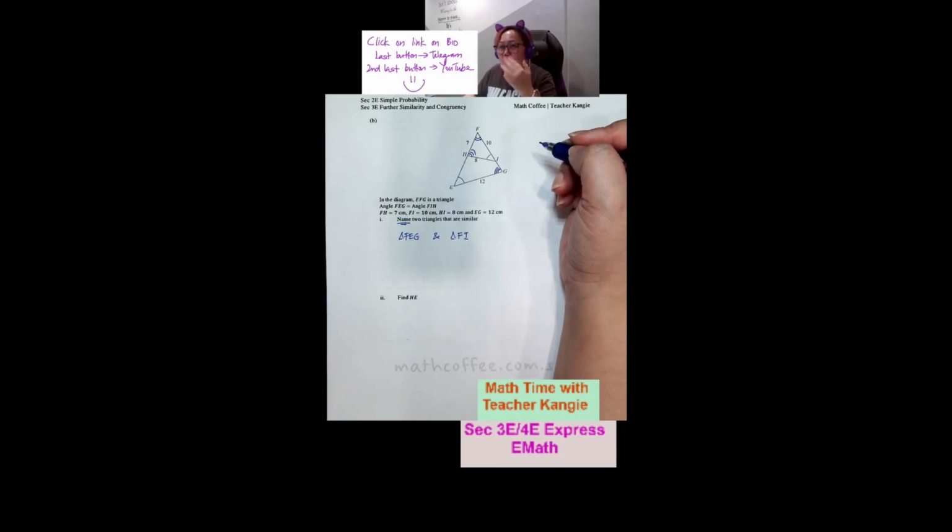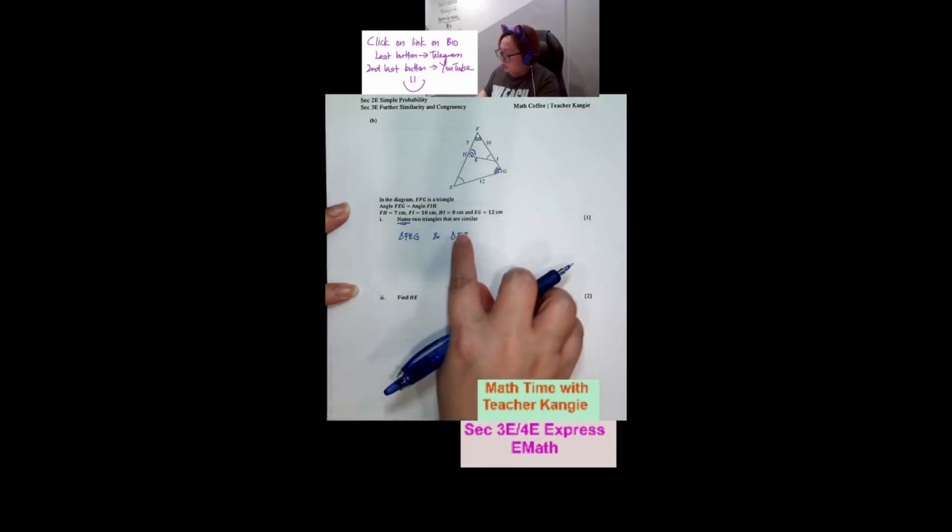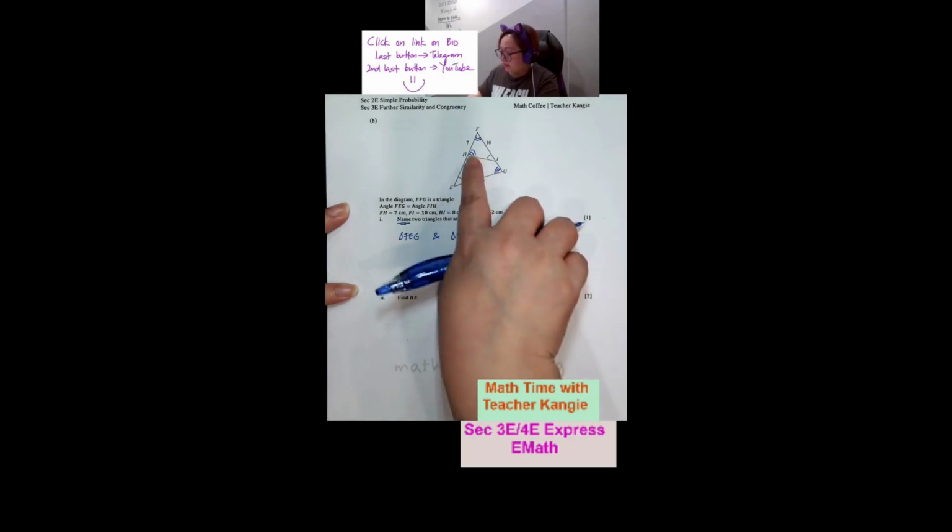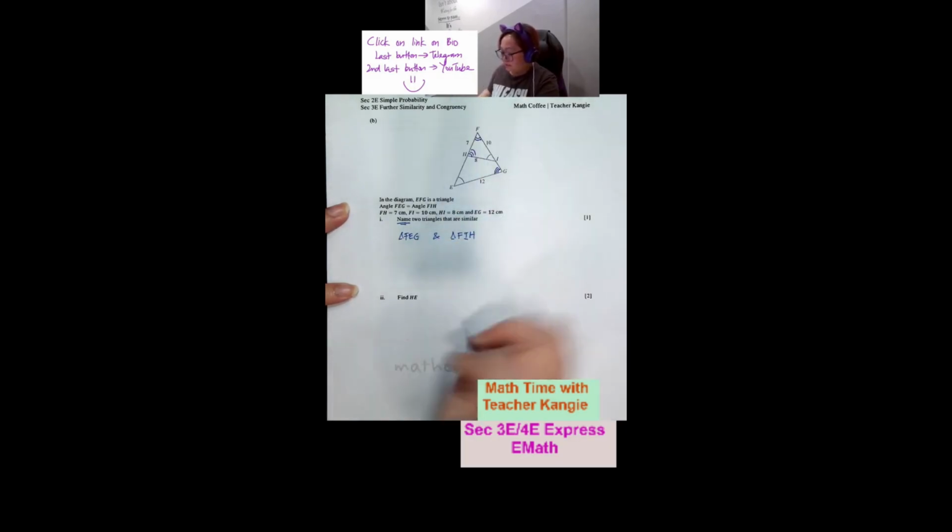That's why some students or some teachers say that actually you just need to prove the AA property. You don't have to say AAA. Either one. If you want to write AA also can, if you want to write AAA also can. But in this question, you only need to state the triangle. So G will be the same as here, so therefore it is H.